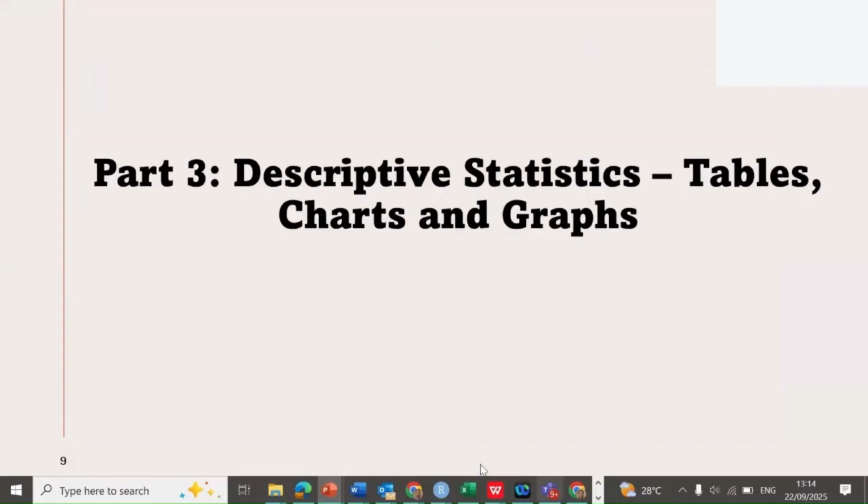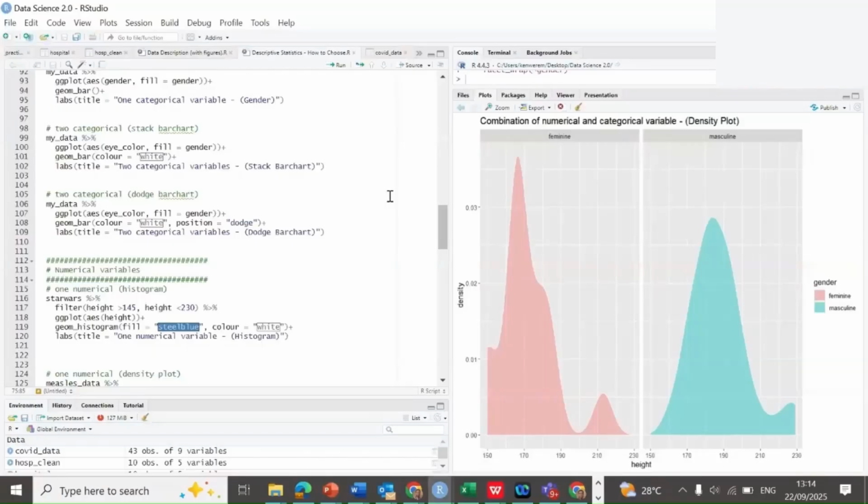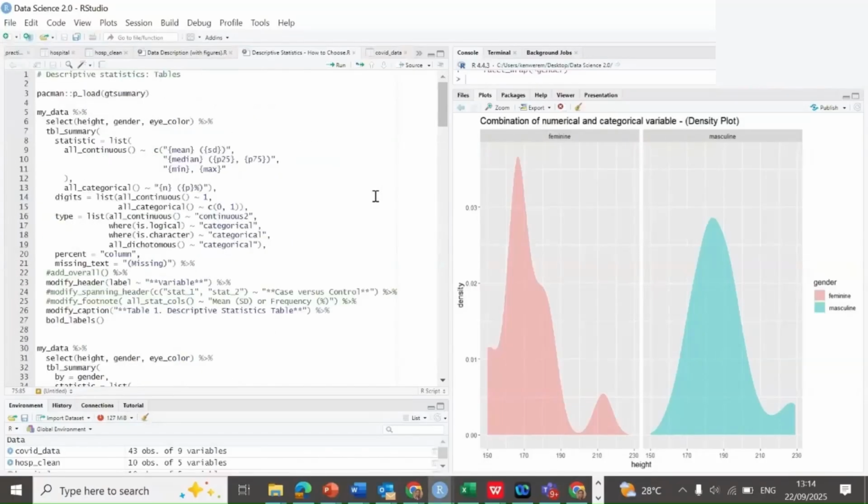So I will share I had done some coding in my R Studio to enable us visualize the type of variable that we can use to map certain types of descriptive statistics. So when we do descriptive statistics, I usually broadly do them in two forms.